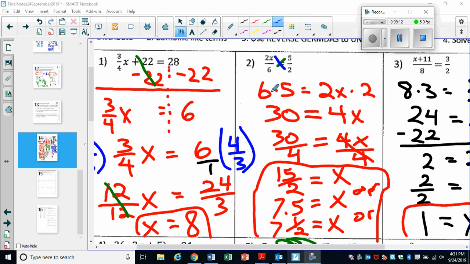5 times 6, 30. 2x times 2, 4x. Divide both sides now by 4. So 30 divided by 4 simplifies to 15/2, which is 7.5.